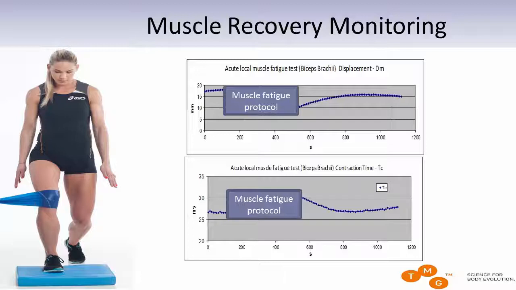As you can see, displacement here dropped by almost 50%, and it took about 6 minutes to stabilize. It didn't get back to normal, but it stabilized here. The contraction time went from 27 to 31, and again it took about the same time for the parameter to go back to normal. So again, why would you use this information? To see how long a certain person, after a certain type of exercise, needs to rest until you can get maximum involvement of that particular muscle again.